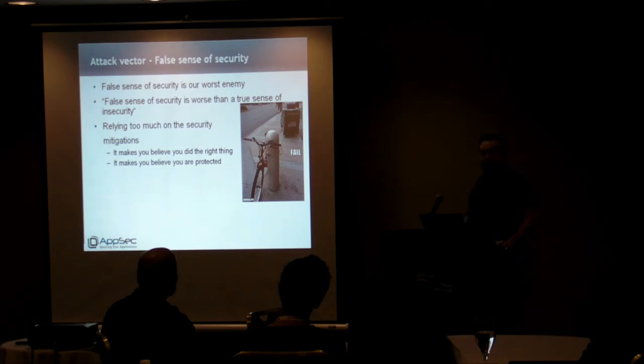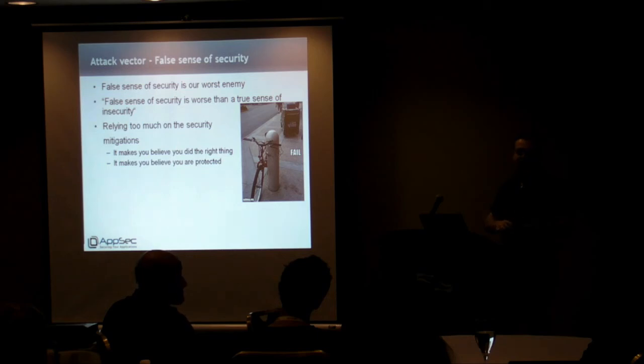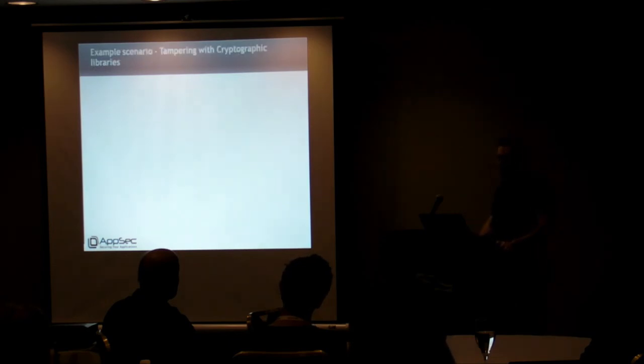Another interesting thing is something that I call the false sense of security. Do you see this picture on the right? This is a real picture. Someone actually bought a lock, and this is how he locked his bicycle. False sense of security is one of the bad things that can happen to security, because you're thinking that you're okay, but you're not. You're thinking you did the right thing, but you're not. So basically, someone can hack your system.